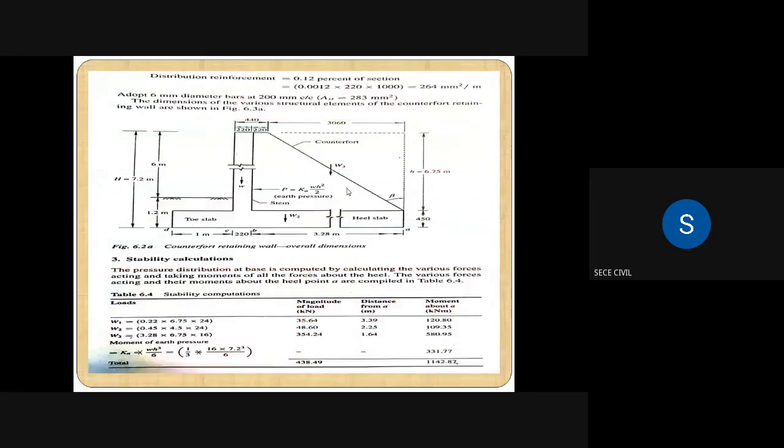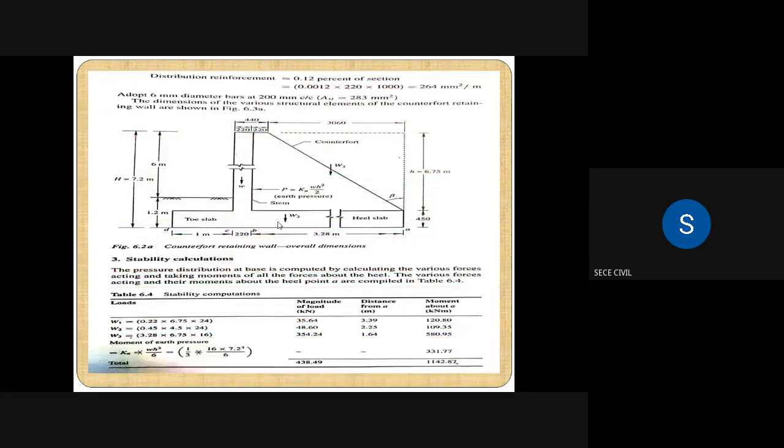After that, we are calculating the toe slab projection. The toe slab projection is 1/4 of the base width, so 1/4 of 4.5 meter. We are getting 1.1 meter. This diagram shows the toe slab; we are getting 1.1 meter, but we are providing 1 meter as the width of the toe slab. The overall base width is 4.5 meter: 1 meter plus 2.2 meter plus 3.28. So we are getting 4.5 meter overall base width, and the thickness of the base slab is 0.45 meter, that is 450 mm.